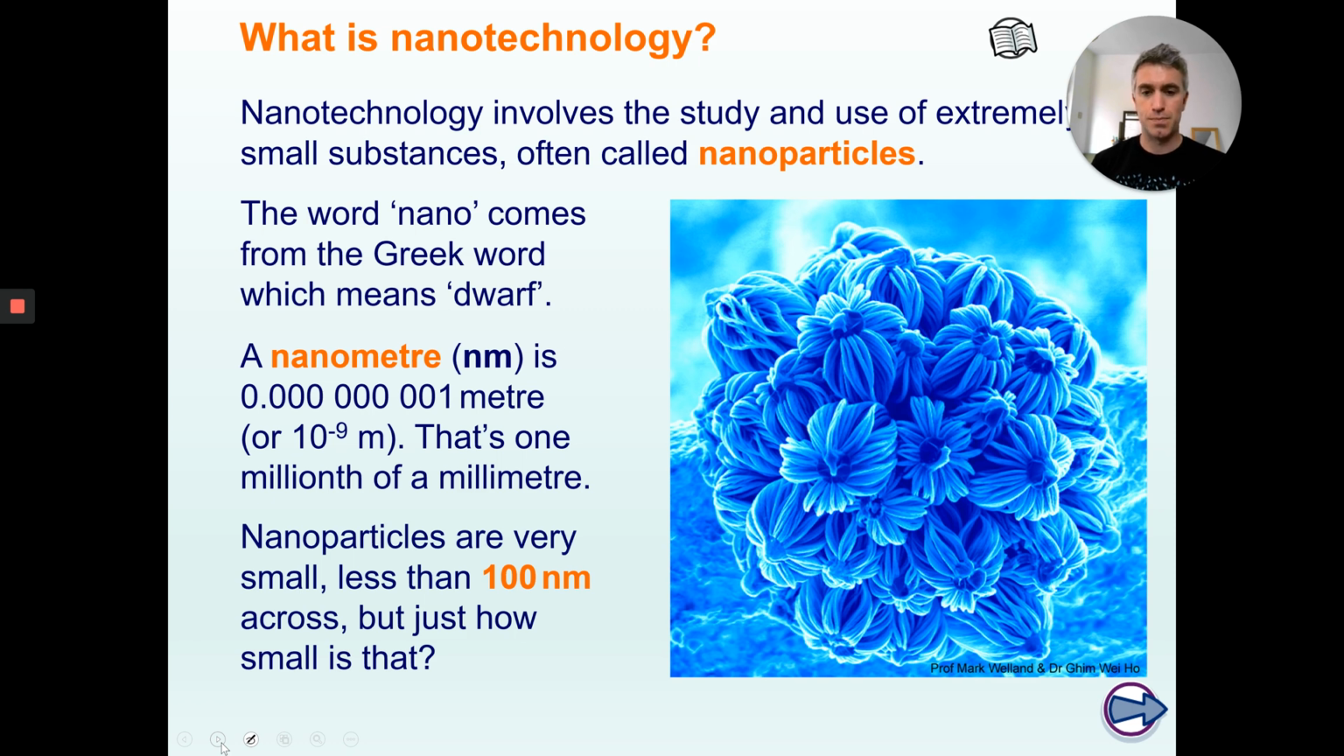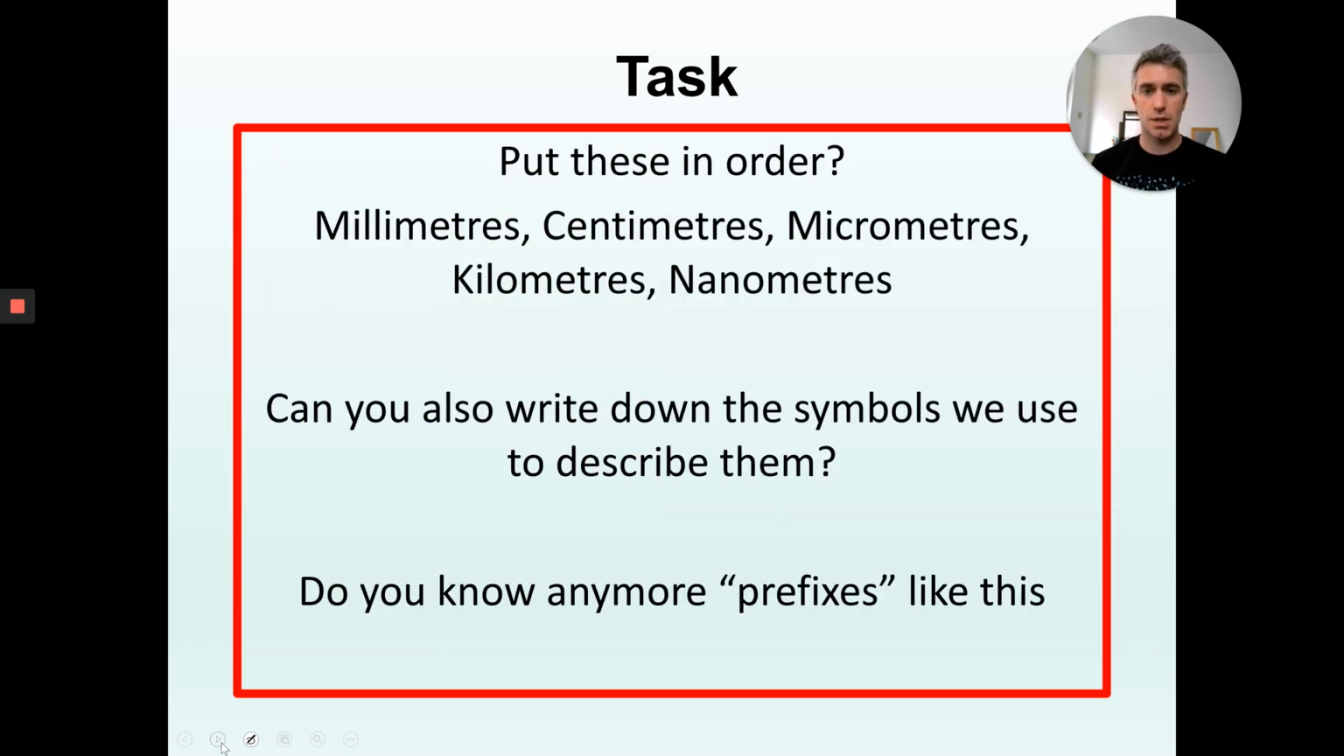Nanoparticles are very small. Okay, first task. In a minute, you're going to have to write things down in your book. The first thing I want you to do, we've got millimeters, centimeters, micrometers, kilometers, nanometers. Can you put those in order? Let's go from the biggest to the smallest.